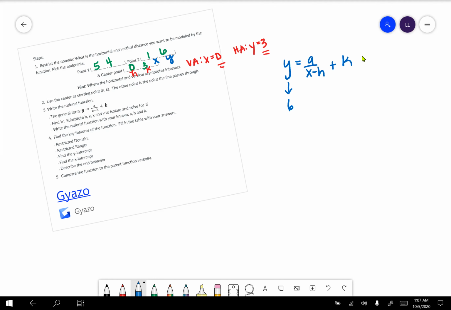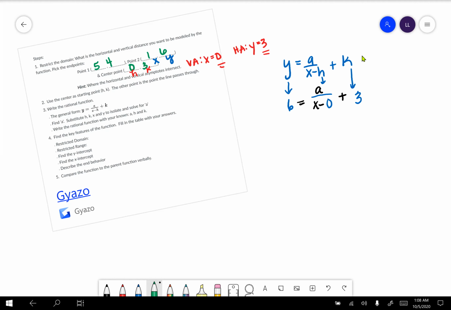We know that h is 0. We know that k is 3. And now we need to fill in everything else. So 6 is equal to a, which is on top because I have to solve for that, over x minus 0, plus 3. Okay, so now let's clean this up because I've got to isolate x. That's my job.